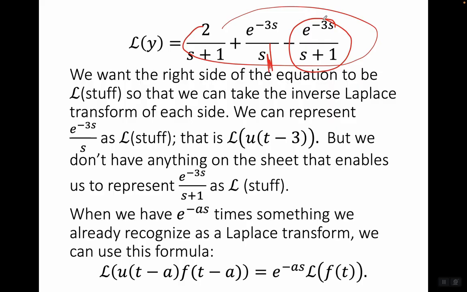However, we've seen before that when we have e to the negative as times something we already recognize as a Laplace transform, we can use this formula. The Laplace transform of u of t minus a times f of t minus a is e to the negative as times the Laplace transform of f of t. Okay, this is the form we have. Check this out. We can write this function in this form, e to the negative as times the Laplace transform of f of t.